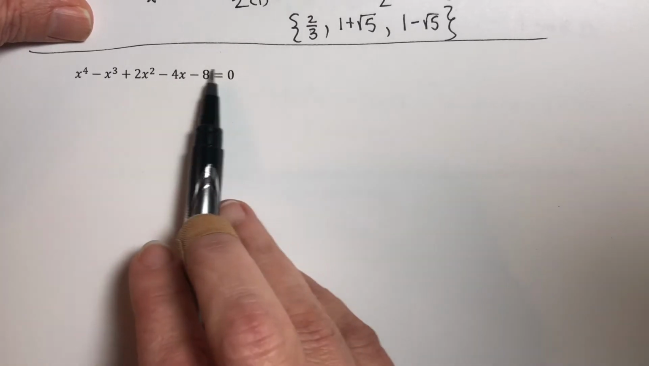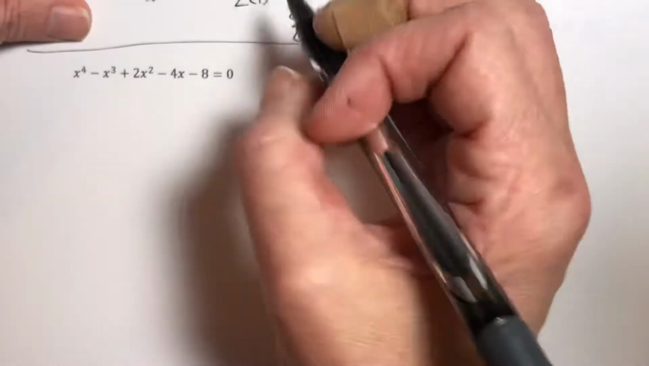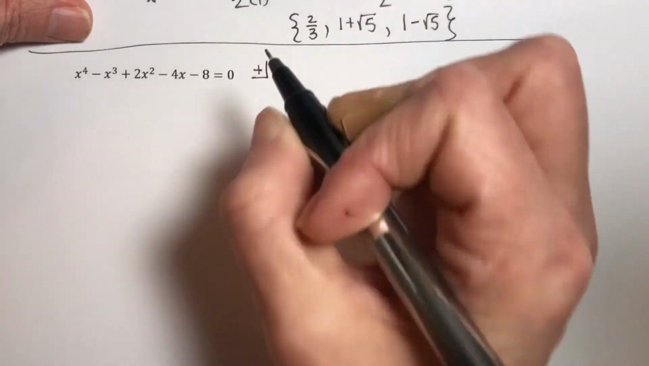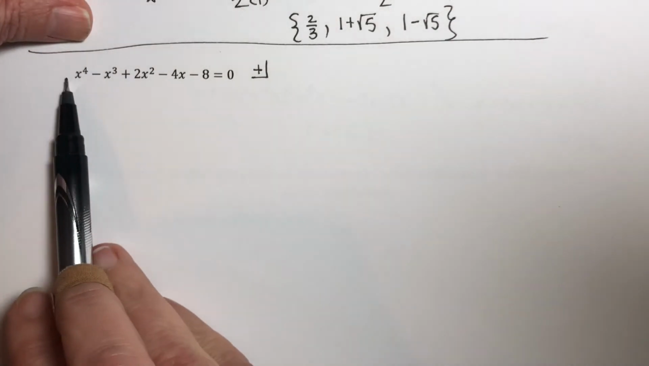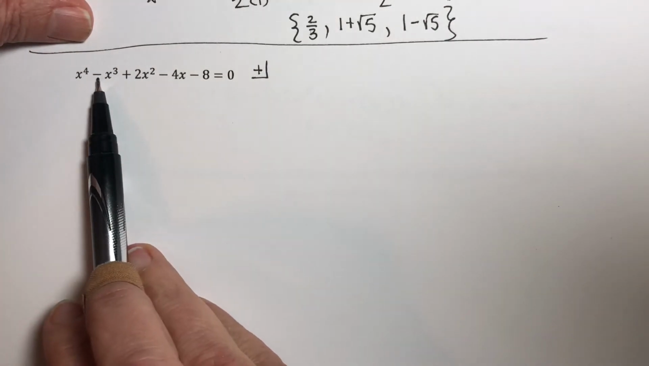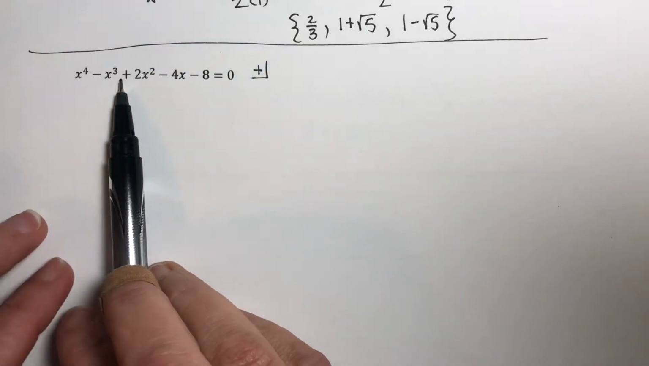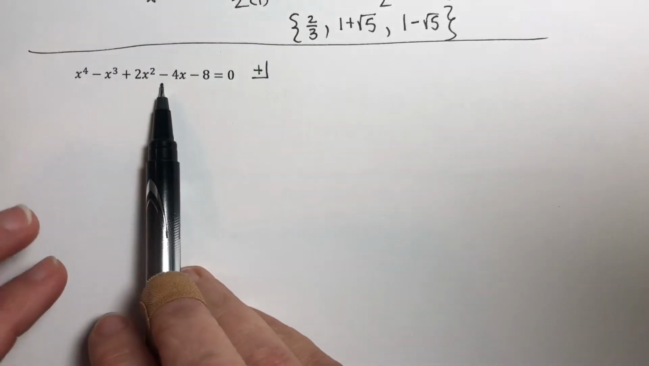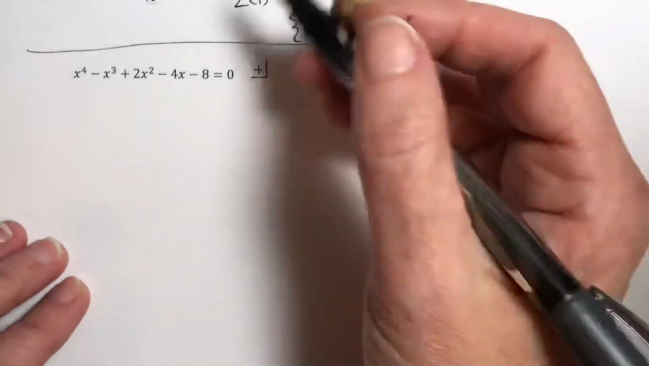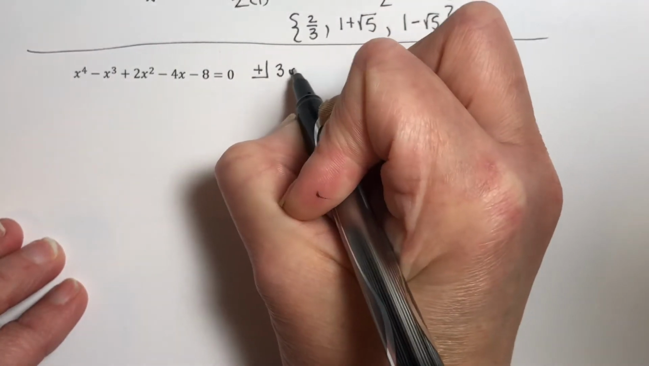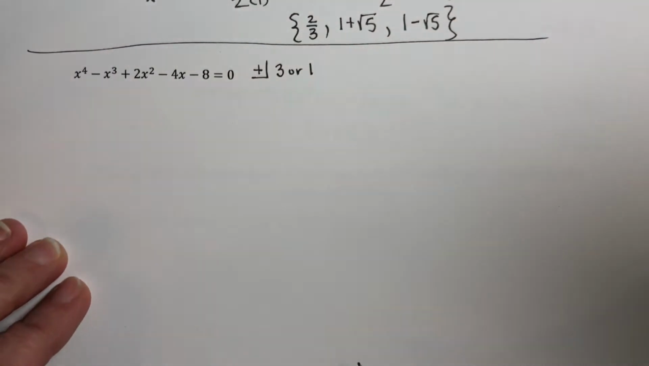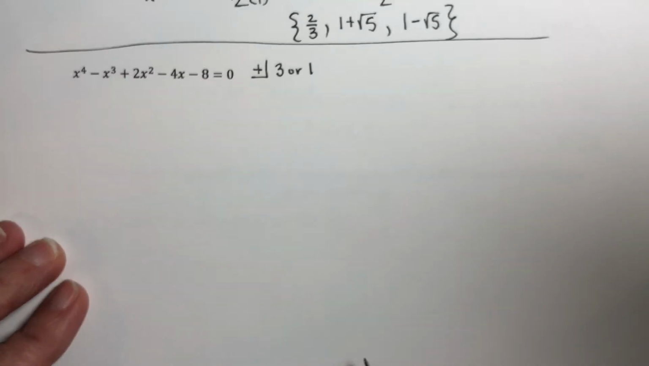Let's go ahead and count how many sign changes we have here in order to find out the number of potential positive solutions. So that's a positive to a negative, so that's 1. To positive, that's 2. To negative, that's 3. And then negative. So I have 3 or 1 positive real solutions.